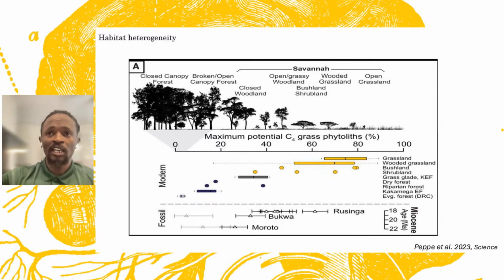More specifically, if we look at the vegetation itself, we're seeing habitat heterogeneity from closed forests to open grasslands. Since I also work with phytoliths, this paper showed the distribution of C4 grasses at different early Miocene sites, proving this point on habitat heterogeneity in these site-specific studies that are able to explore what's happening during this time period.